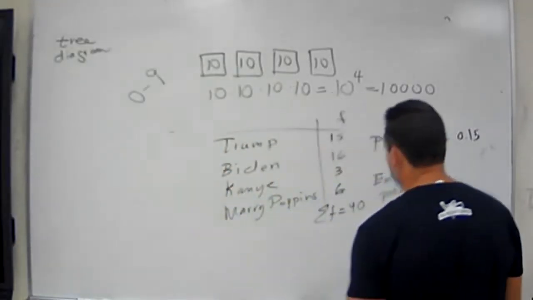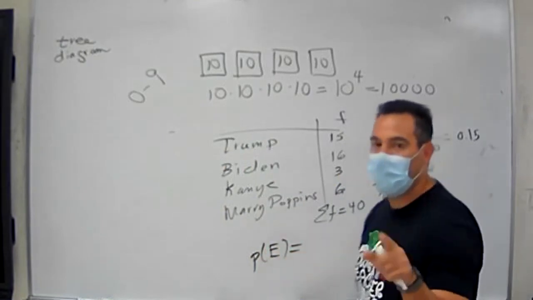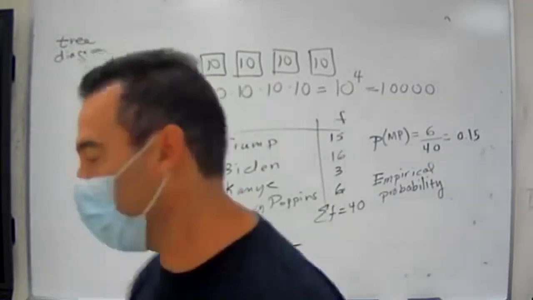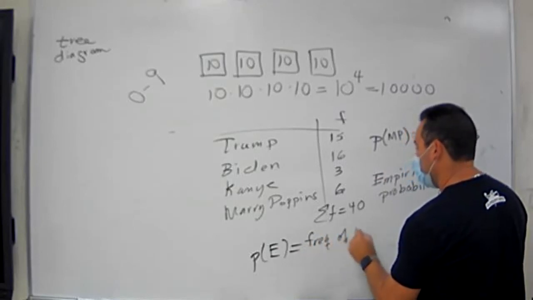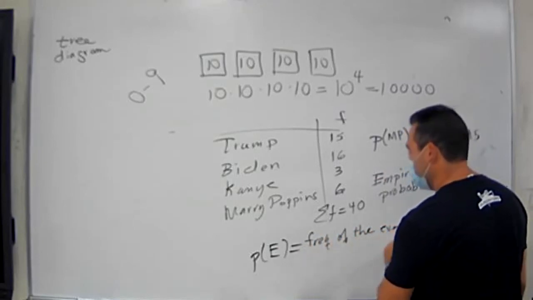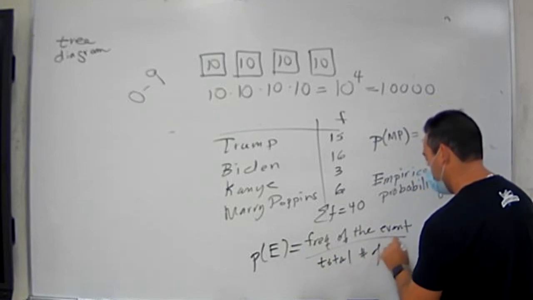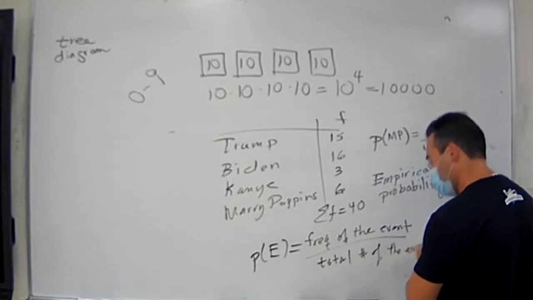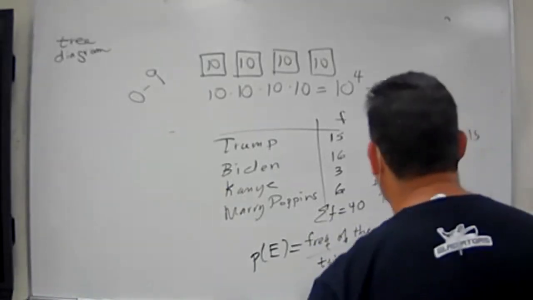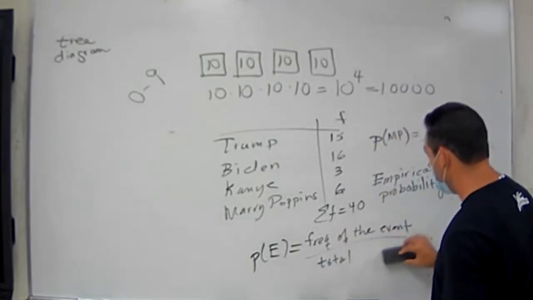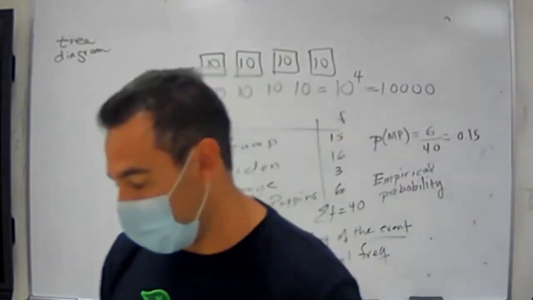Empirical probability is: the probability of an event equals the number of outcomes in that event, or the frequency of the event you're considering, divided by the total number of events. Or you can just say total frequency, which is this. That's called empirical probability.